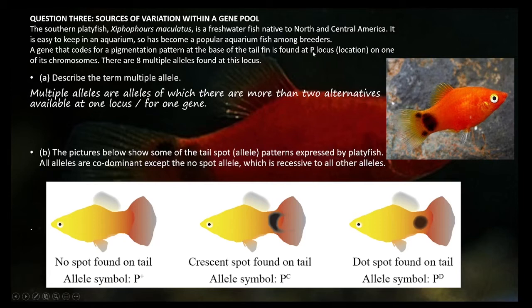Now, initially I read this P locus, I'm like, what? Am I supposed to know what a P locus is? No, that P simply means pigmentation pattern, okay? I don't know why they did that, but so it's just the locus.